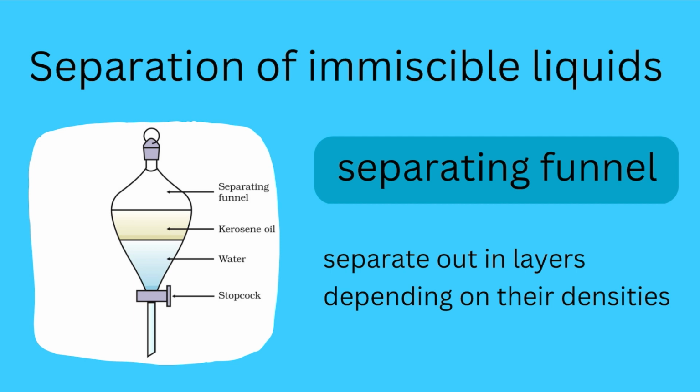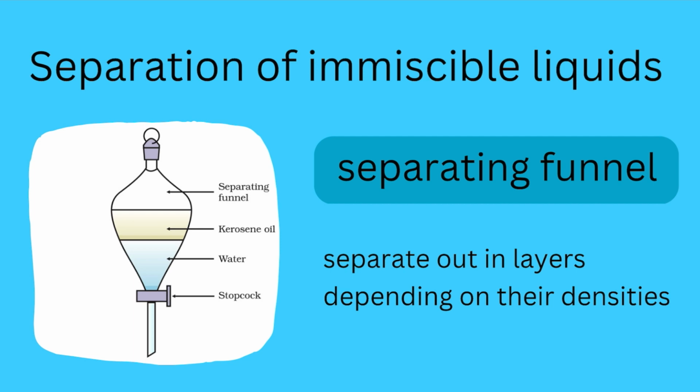Now what you have to do is let this separating funnel stay there undisturbed for a while. What will happen is that the denser liquid settles down, and the less dense one floats above it, depending on the densities, forming separate layers. Water is denser than kerosene, so water settles down and kerosene floats over water.